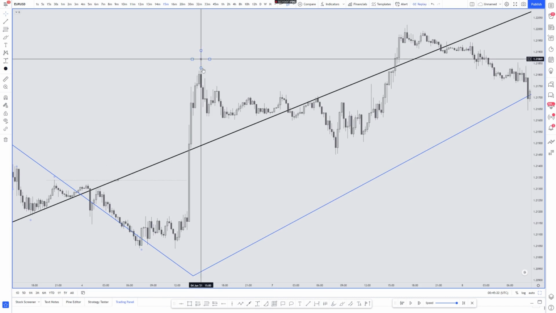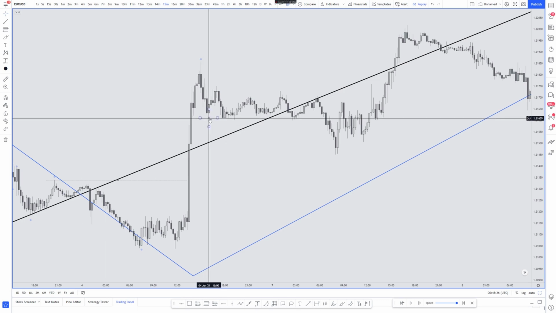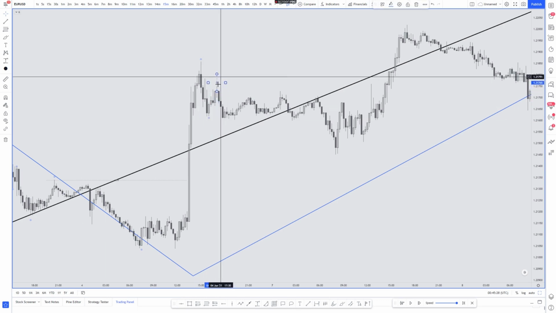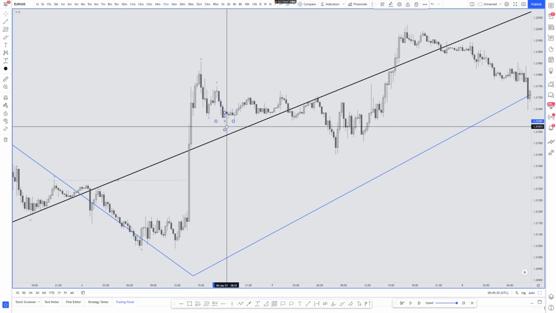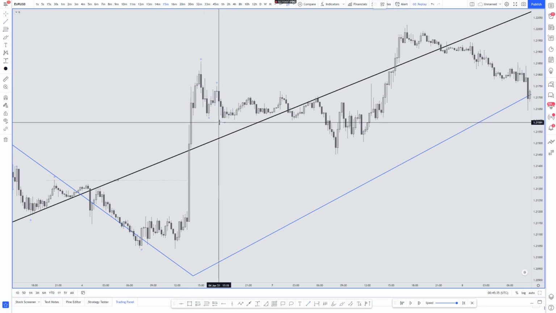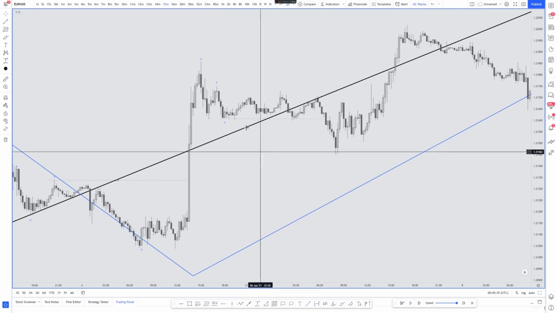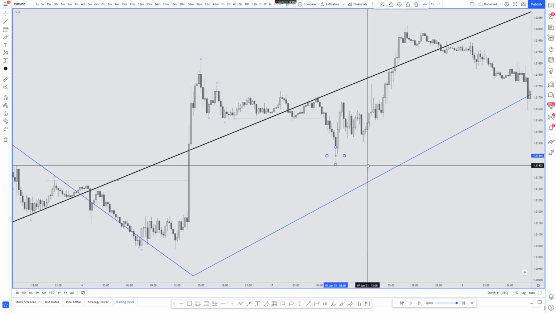You could say this pullback here becomes our structure. This is one of those areas where structure can get quite messy. In areas like this, I choose not to map any extra market structure if it's just moving sideways like this, as you don't really need it.